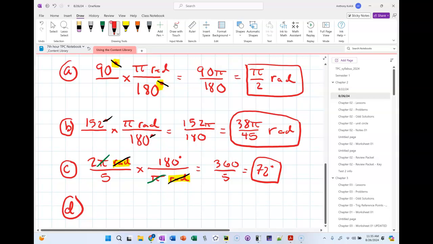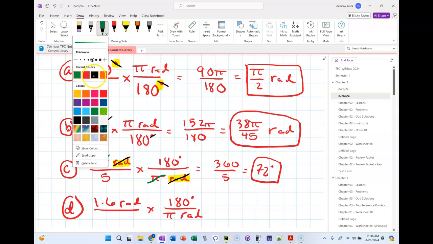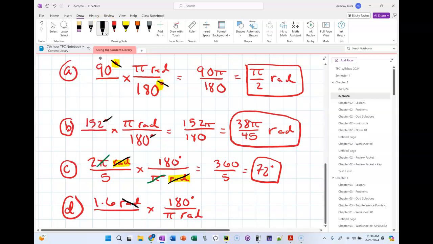All right, the last one says 1.6 radians to degrees. So again, we'll do the same thing. I'm going to use that same conversion factor from before, because this problem is also radians to degrees.